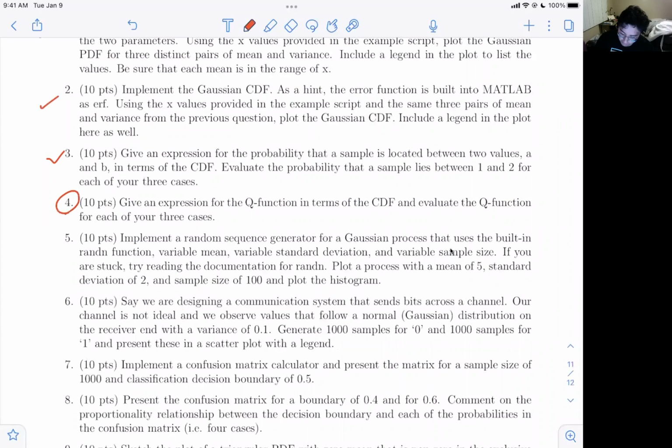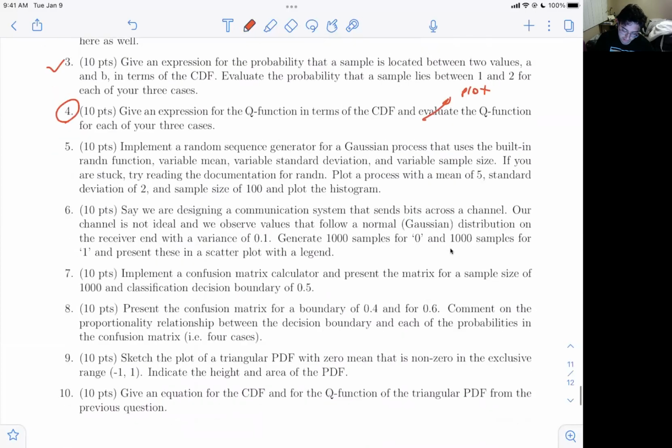Just as a note for number 4, instead of evaluating the Q function for each of your 3 cases, this is supposed to say plot the Q function. But if you've already done the assignment and you just evaluate it at some point that you specified, that's fine as well. And then for number 5, this was actually in the example MATLAB script that I gave you guys. I'll go over it, but basically just change the parameters to a mean of 5, standard deviation of 2, and sample size of 100. So that was pretty straightforward.